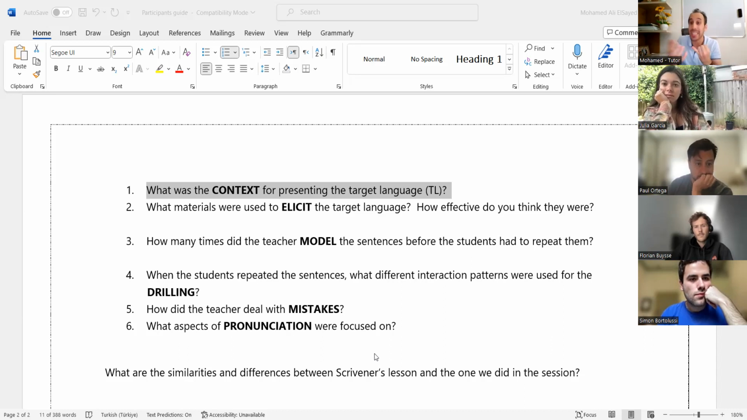Elicit. Try to take the marker sentence from the students. You give them some help, some clues, and you get the marker sentence from the students. If they didn't give you the marker sentence, it's not the end of the world. You can just give it to them, no problem. But you at least try to elicit.